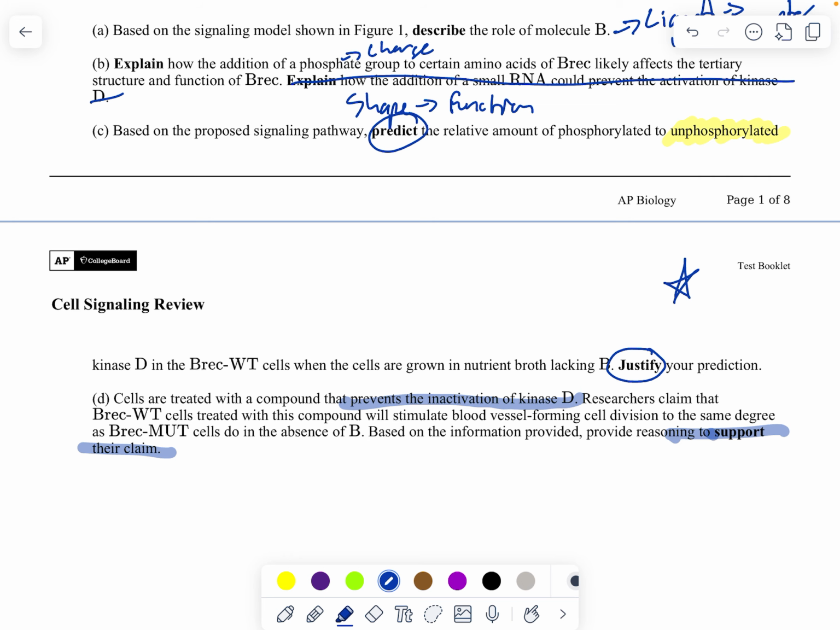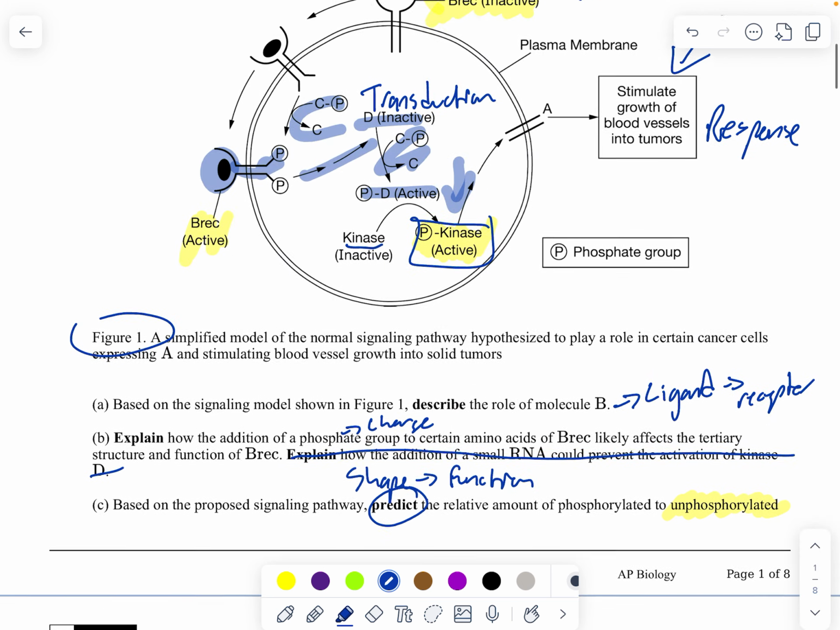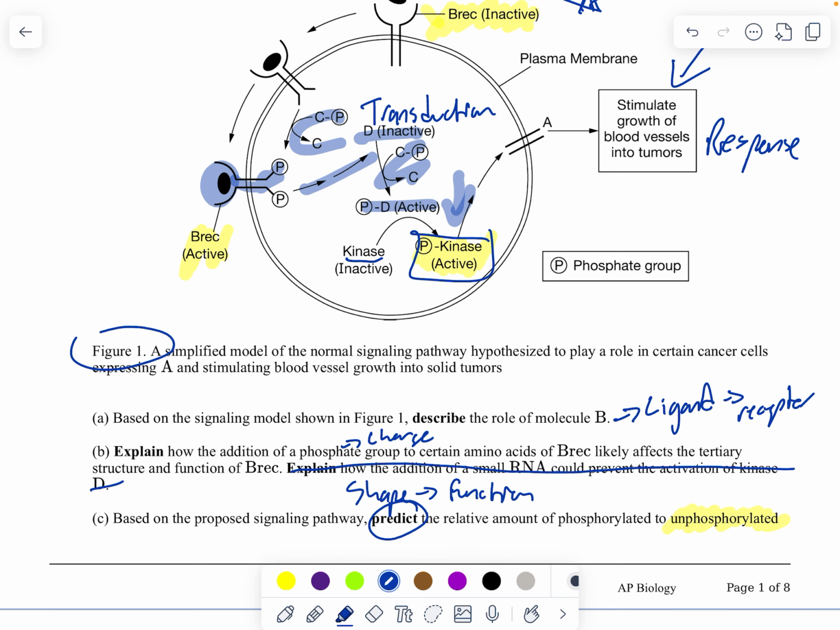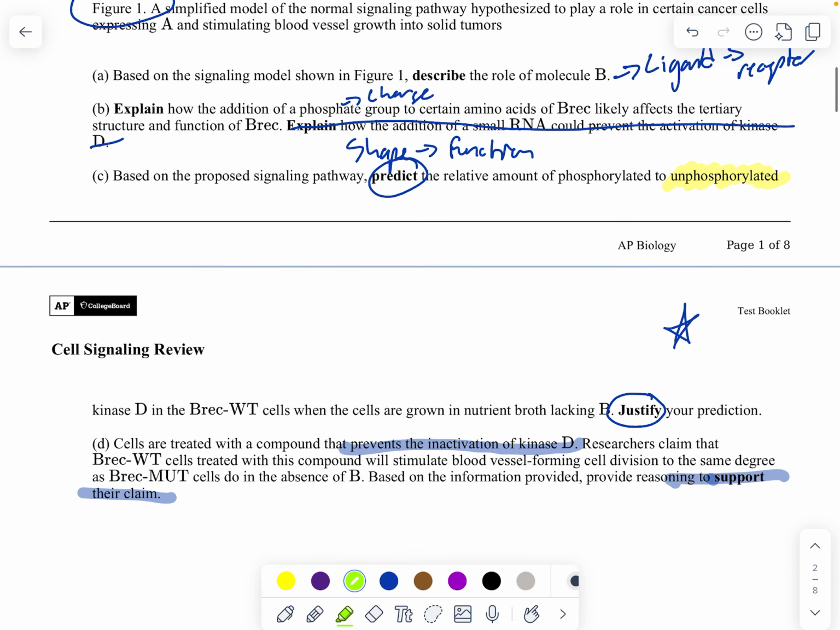Both cells will now have a continuously active kinase D, which is right here. Both of them will have an active kinase D, because kinase D now, since it's prevented from being inactivated, is always on.